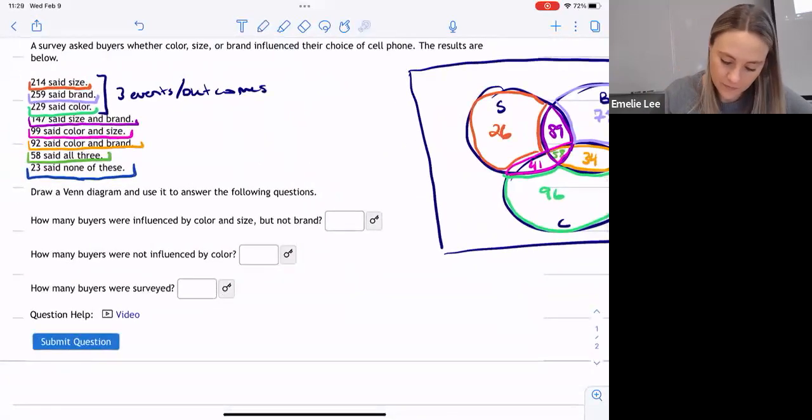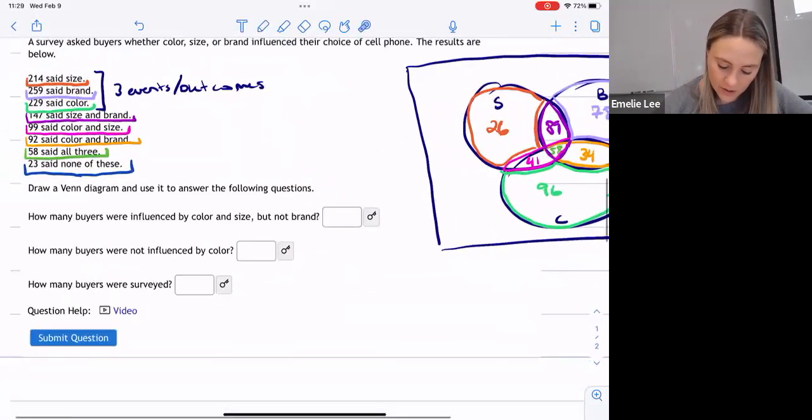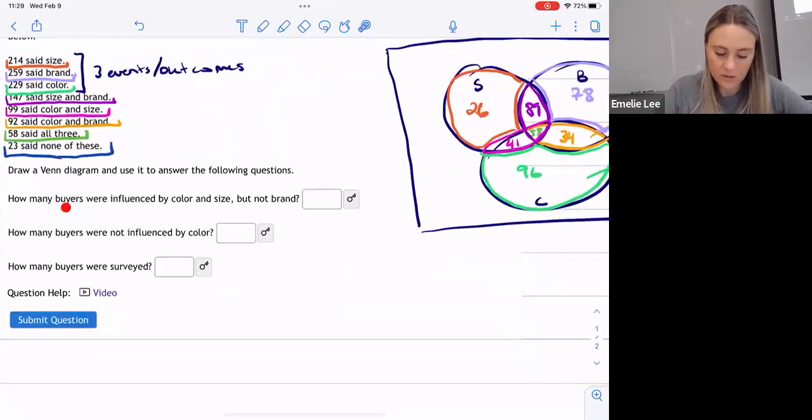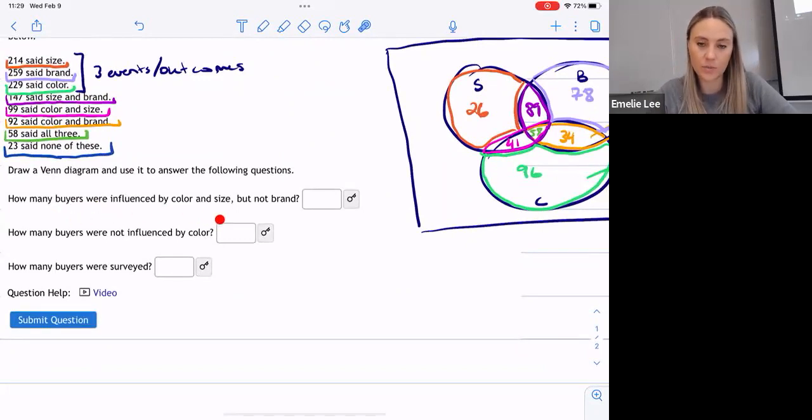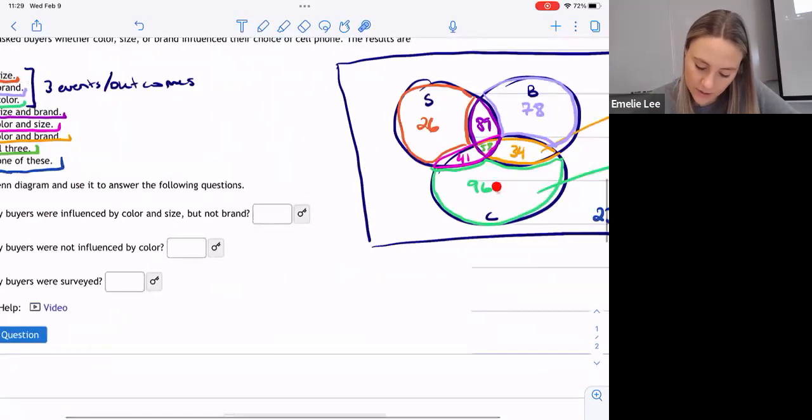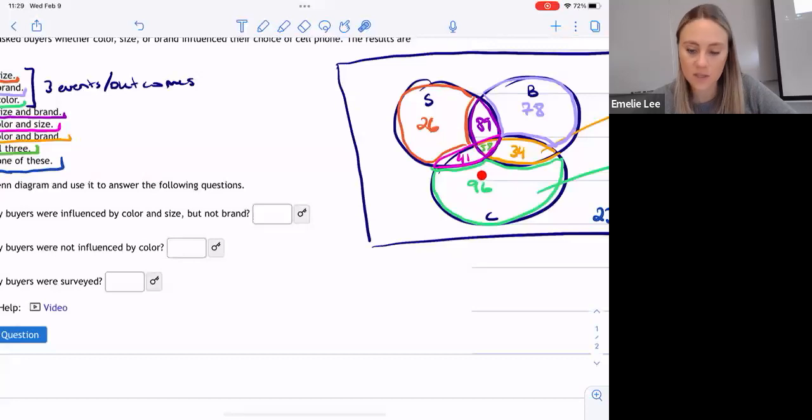Okay. So now, how many buyers were influenced by color and size, but not brand? Right. So I've got the color and size. That's the overlap of 41 and 58. But the 58 were also influenced by brand. So the number that we're interested in here is the 41.